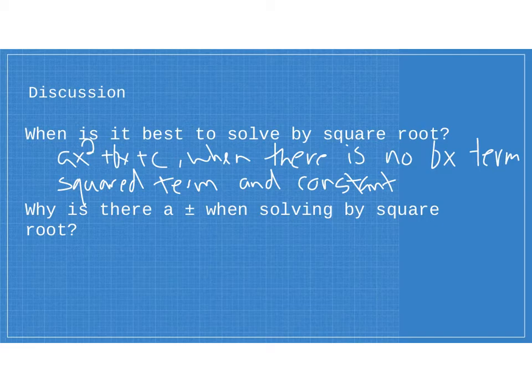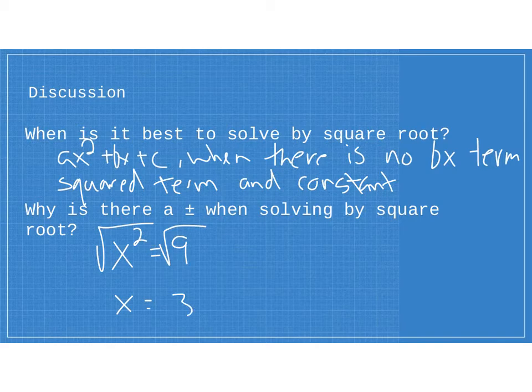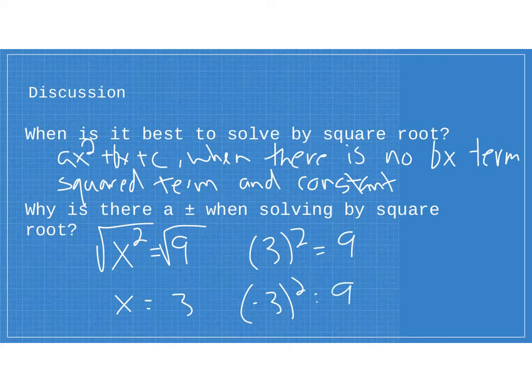So then the next question, which I alluded to a little bit earlier, is why is there a plus or minus when solving by square root? So let's start with this simple case. We have x squared equals 9. When I take the square root of that, we would write x equals 3 normally, because the square root of 9 is 3. But when we are substituting that back in, 3 squared equals 9. But negative 3 squared also equals 9. And so both of those are solutions that can work.